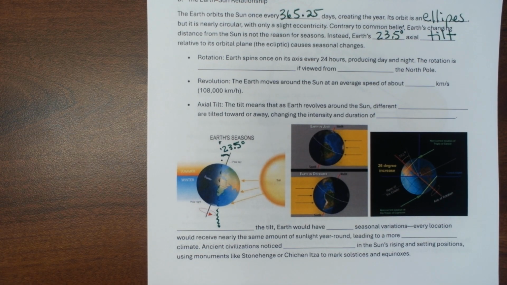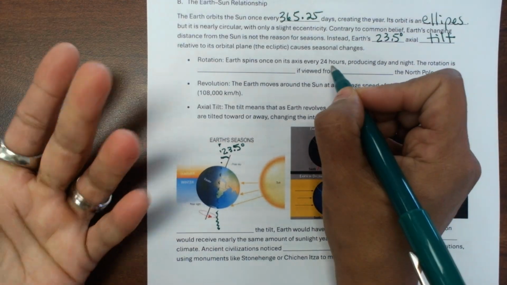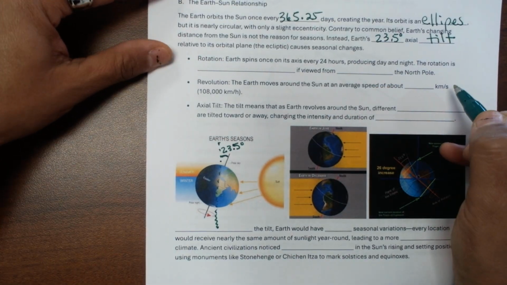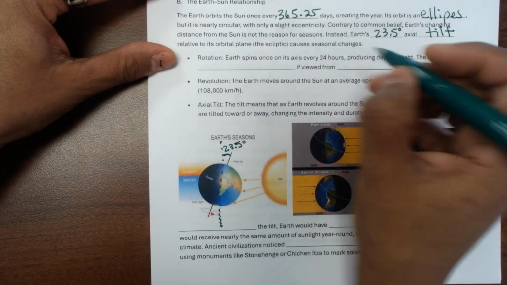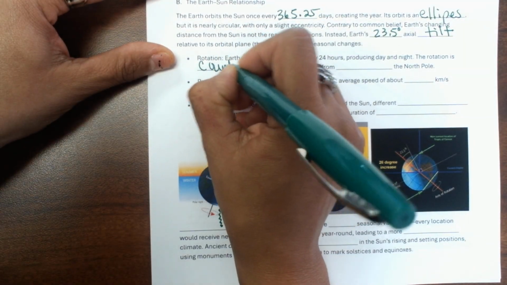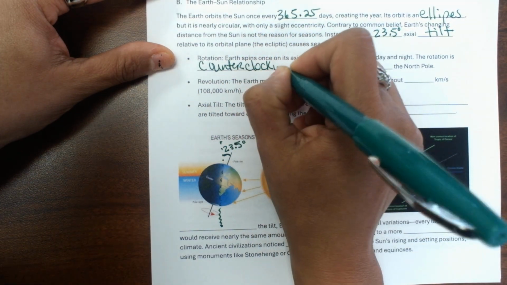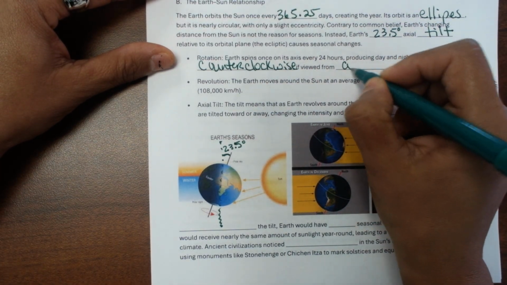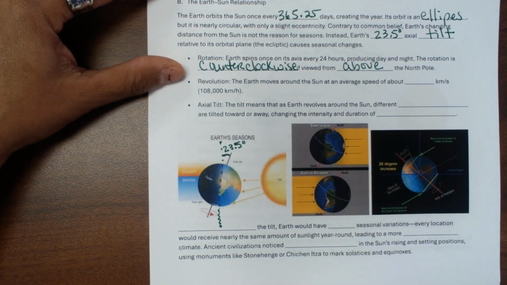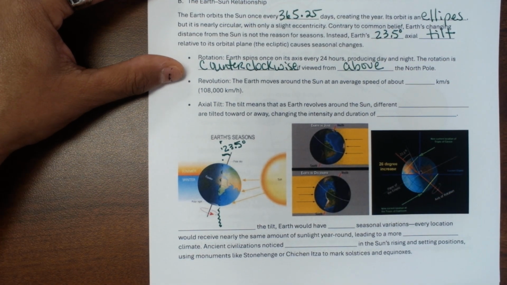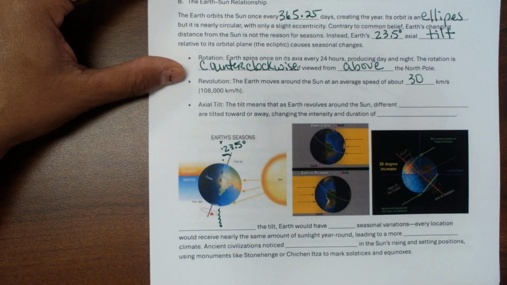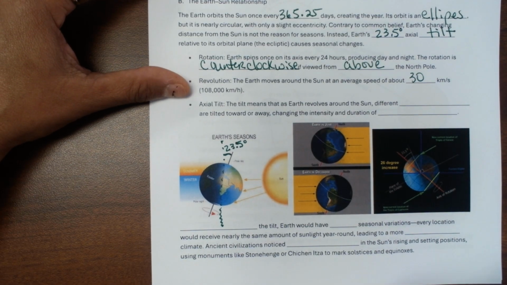It says here rotation. Earth spins once on its axis every 24 hours, which makes sense. That's the reason why we have our night and day. The rotation, it says here, is counterclockwise if viewed from above the North Pole, which we know is called the North Star, Polaris. It says the revolution: Earth moves around the sun at an average speed of about 30 kilometers per second as it's rotating around the sun.